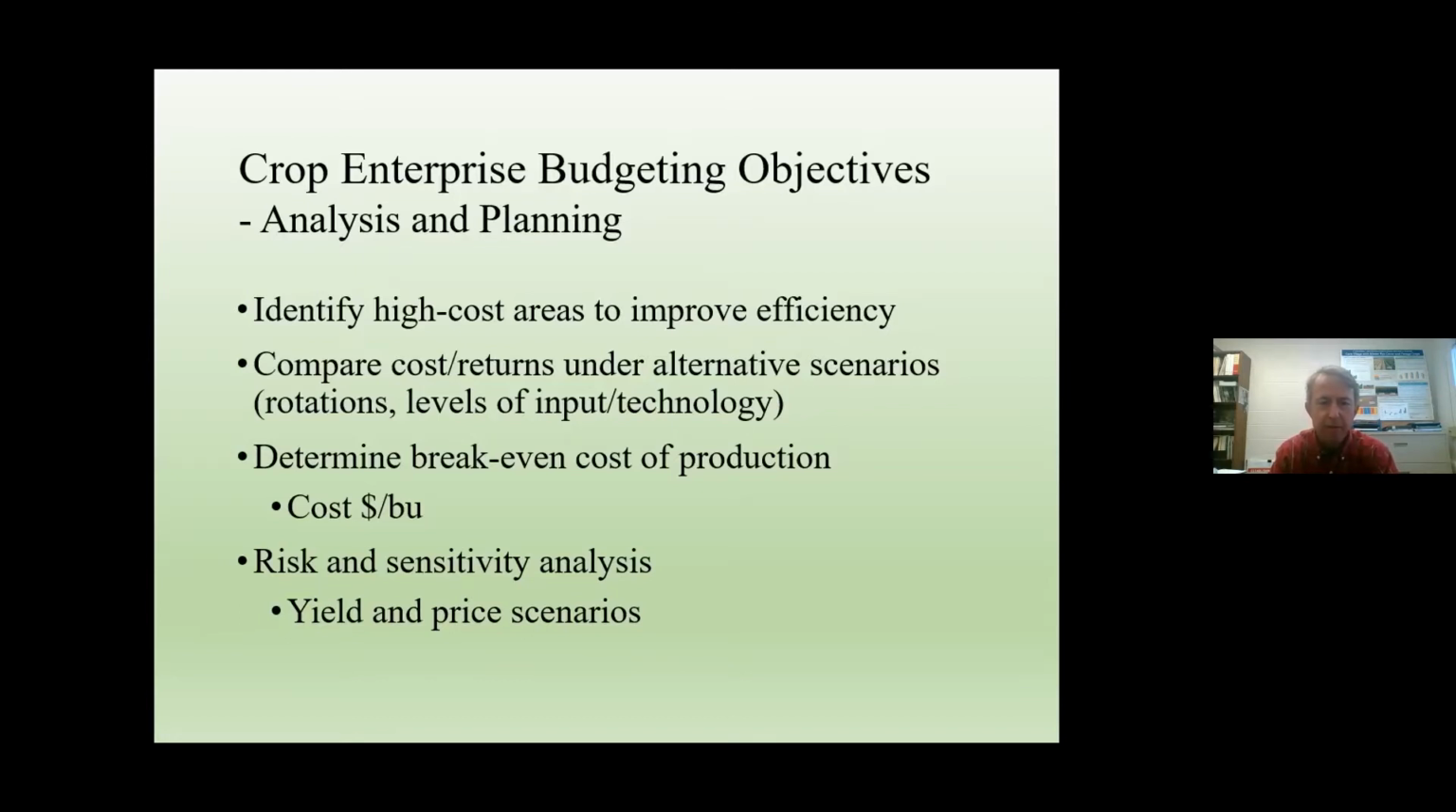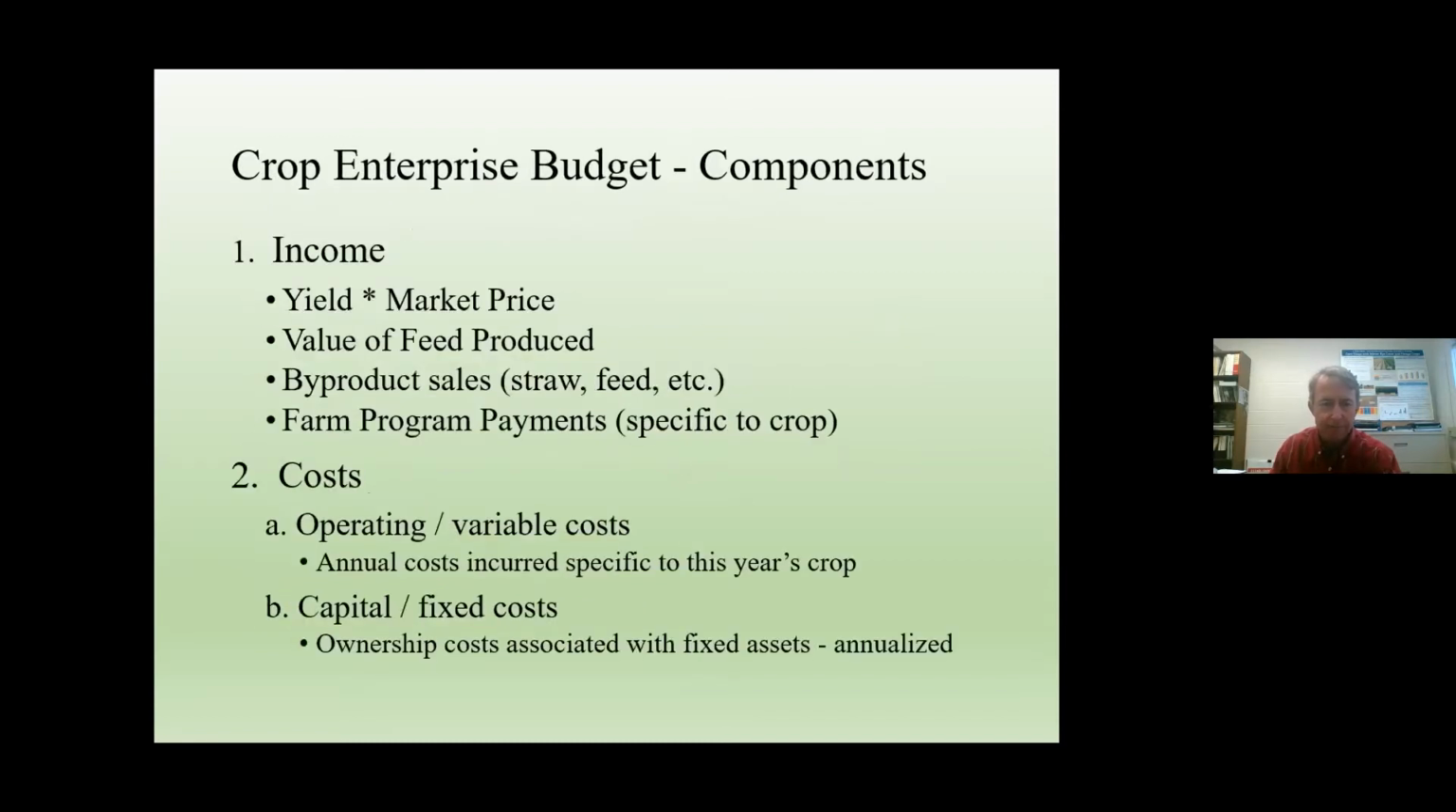A big one is to determine our break-even cost of production. What's our cost per bushel? So we can compare that to the market price that we need to get to have profitability. And then maybe we can do some risk and sensitivity analysis. What kind of a yield goal do we need? If we can boost our yield or get a higher price, how is that going to affect our profitability?